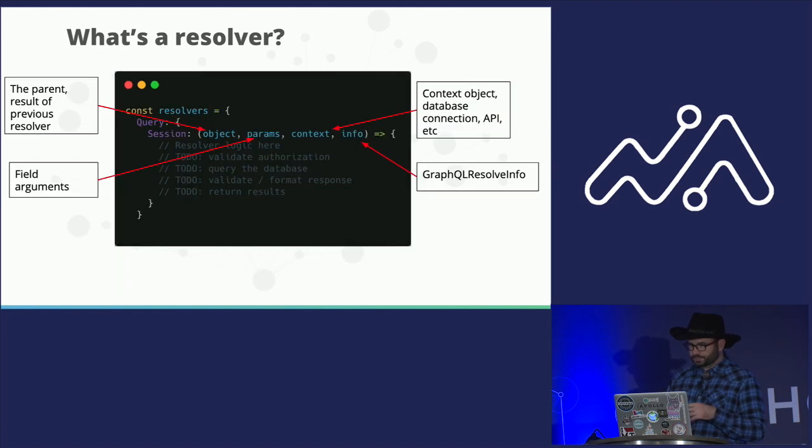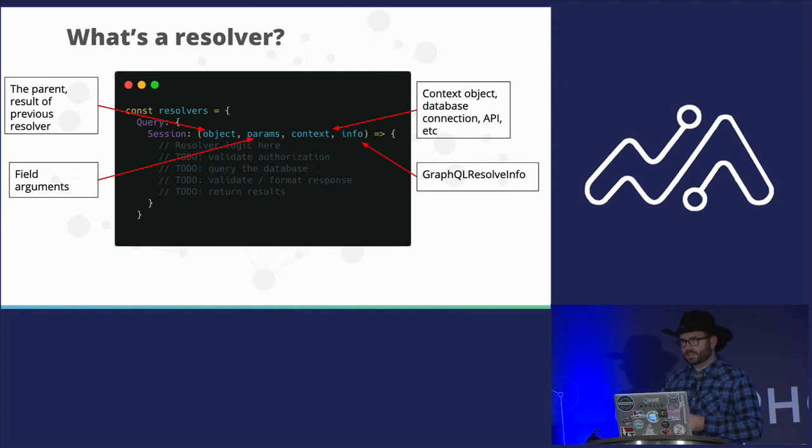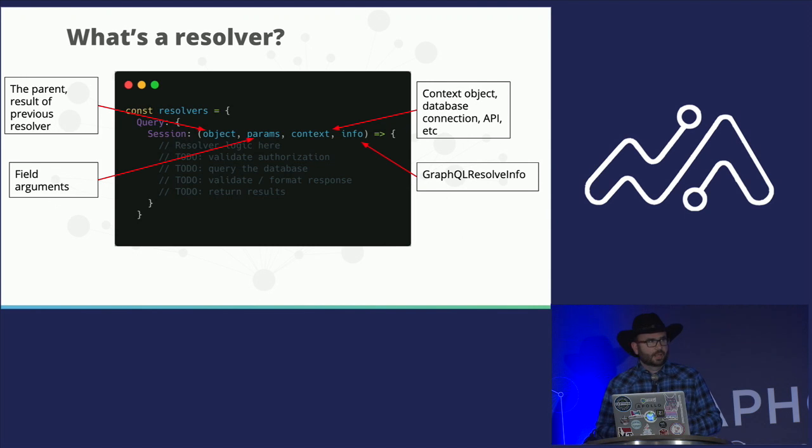And in the resolver, we're passed four arguments. So the parent, in the root entry point, this is always null. But then, because resolvers are called in a nested fashion, basically whatever we've resolved for the parent is passed in there. Any field arguments are passed in, so any arguments for the field that we're currently resolving are passed in that argument. Every resolver is also passed a context object. This is where we do things like stash database connections or API instances for our ORM, maybe things like that. And then the fourth argument is our friend, the GraphQL resolve info object.